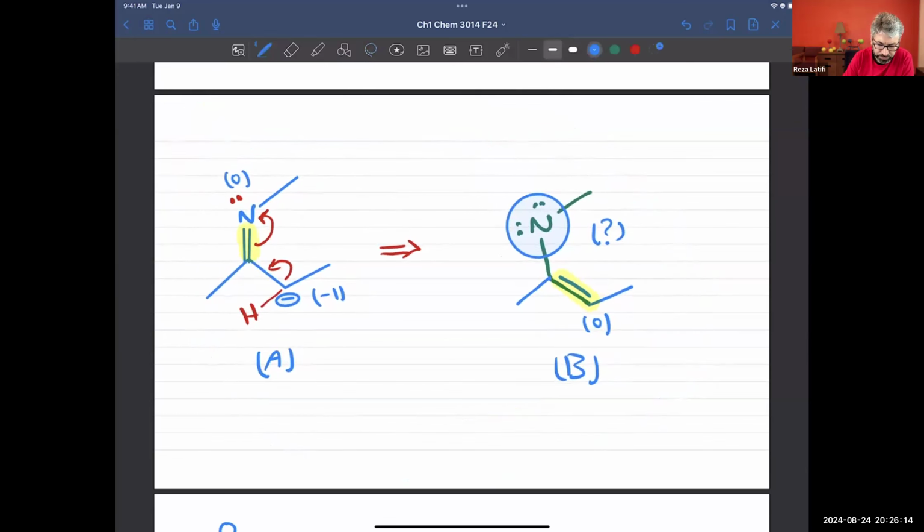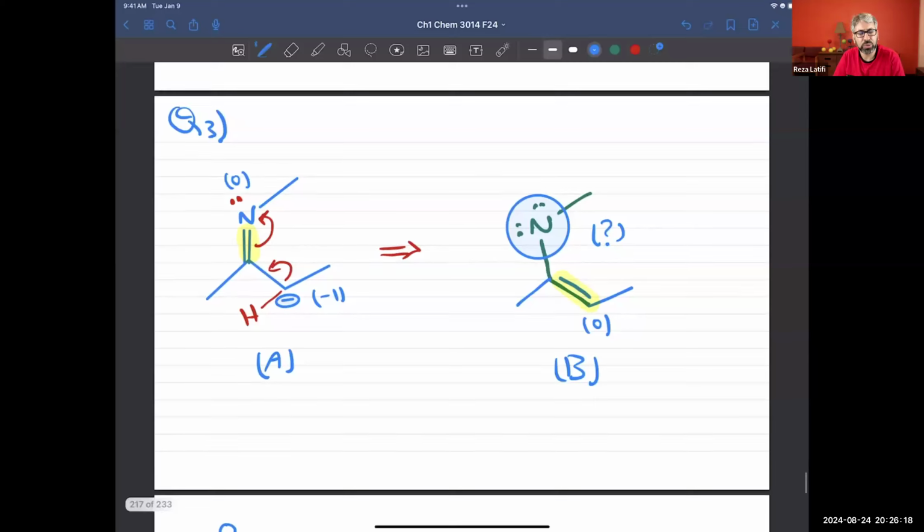Third question. This is question 3. Again, which one is more stable?